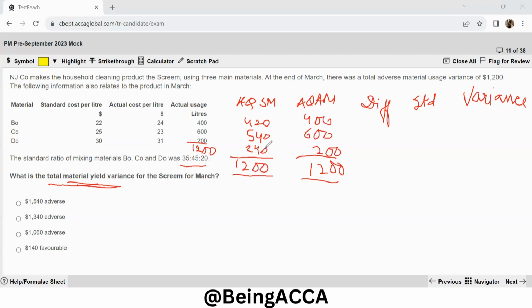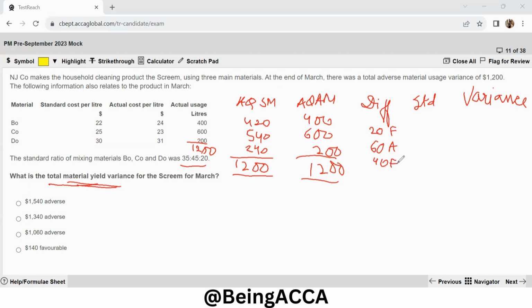So how much is the difference that we are getting over here? We have actually used 400 and we had to use 420. That means we are in a favorable variance of 20. We have used lesser material than needed, and now here we have used 600, we had to use 540. This means 60 is extra that we have used. Now let's have a look over here. We have used 200. We should have used 240. That means we have saved on 40 units. So that means it is 40 favorable.